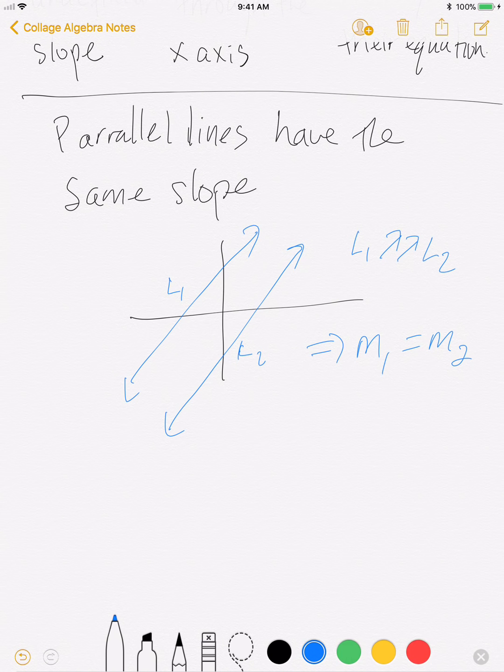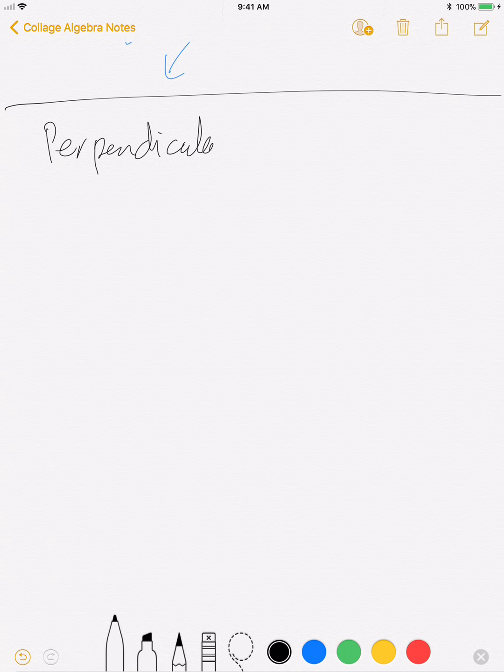If you think about it, all horizontal lines have slopes of 0. So therefore, all horizontal lines are parallel to each other. Vertical lines, technically, have the same slope. Well, they're undefined, so they have the same rationale behind the slope. On the other hand, we have perpendicular lines. And perpendicular lines are lines that meet at a right angle.